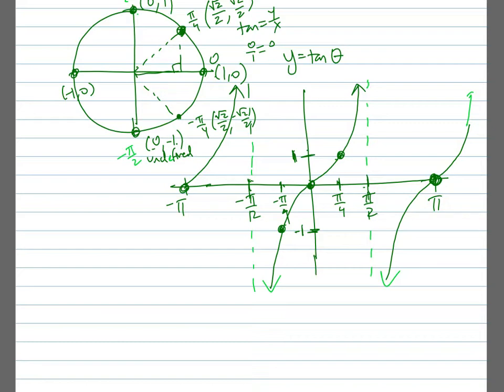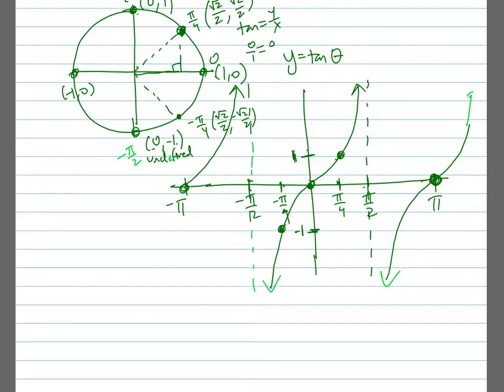It's a lot more interesting than that, though. Watch what happens, guys, when you get up here to pi over 2. At pi over 2, what is 1 divided by 0? It's not 0. You can't divide by 0. What do you call something that you cannot do? It is undefined. So at pi over 2, it is undefined. So what you're going to put here is an asymptote.